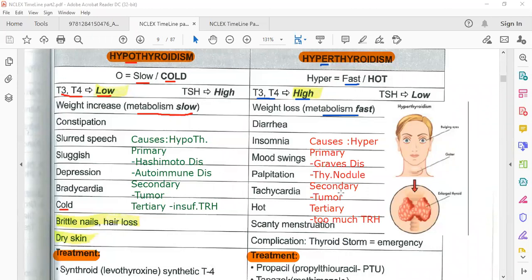Secondary causes are issues with the pituitary gland. The anterior pituitary gland produces too much TSH, thyroid stimulating hormone, sometimes caused by a tumor. Because of the tumor, the pituitary gland produces too much TSH. And some are tertiary causes. A tertiary cause is an issue with the hypothalamus, and the hypothalamus produces too much TRH. TRH stands for thyrotropin releasing hormone that acts on the anterior pituitary and secretes TSH, and TSH works on the thyroid gland and secretes T3 and T4.